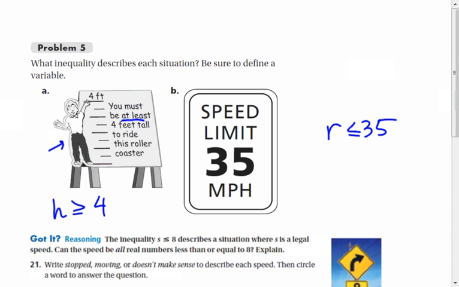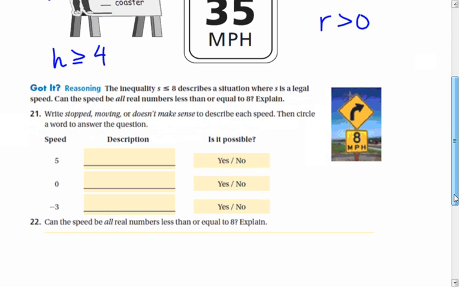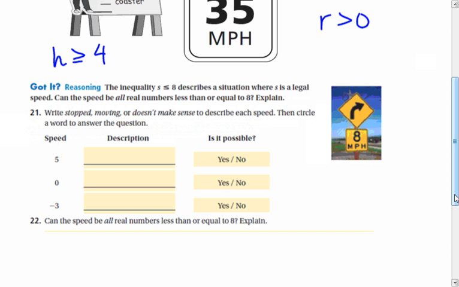Well, there's some numbers less than or equal to 35 that really don't make sense, like -56. You can't go any negative speed. And in fact, you can't even go 0. You couldn't be stopped in the middle of the road. So really, r has to also be greater than 0. So what we would really say is r is greater than 0, and r has to be less than or equal to 35 to represent this. So go ahead and do the last problem here. I'll pause now. You can check back to see if you got the answers right.